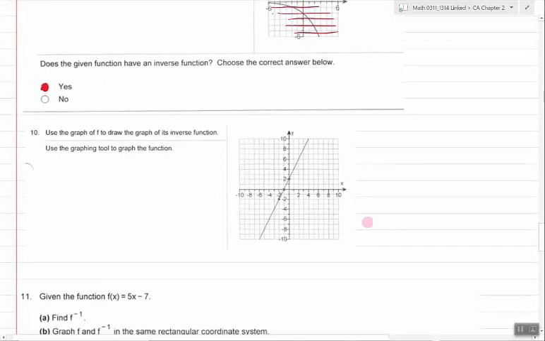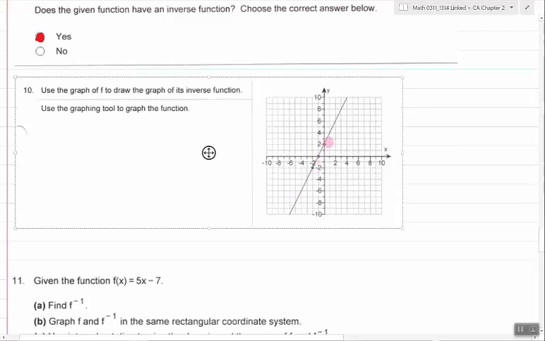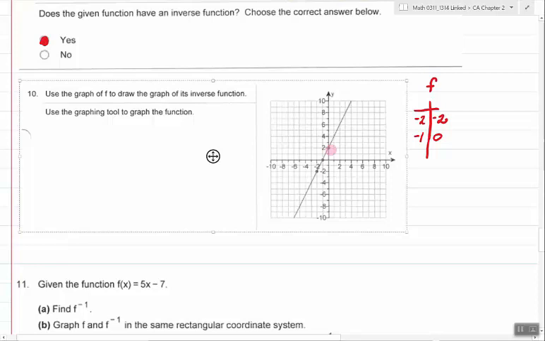Number 10 says use the graph of f to draw the graph of its inverse function. All right, what they mean by that, they did not give you the equation of this line. You don't have f of x is equal to. All you have are some ordered pairs. So for f, I'm going to write the ordered pairs. This one down here is -2, -2. The next point is -1, 0. The third point is 0, 2.